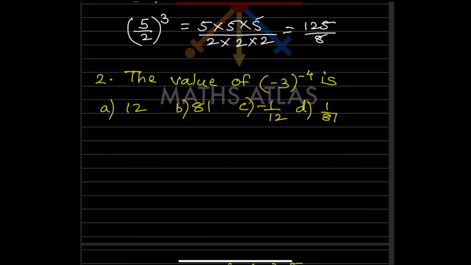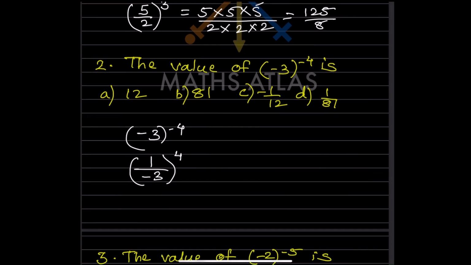The next one is the value of (minus 3) raised to minus 4. Let us write the question here. The exponent is negative, so let us make it positive. Whatever is in the bracket, that negative is going to stay as it is. It is not going to change, but it is going to be the reciprocal because the exponent is negative. So again you do the same: 1 in the numerator, and minus 3 you write 4 times. You are going to multiply it 4 times.